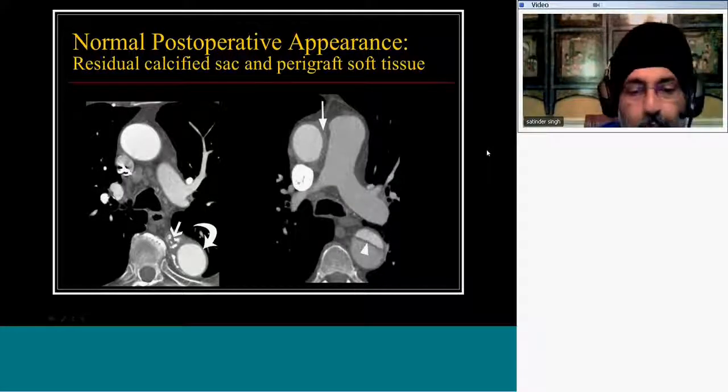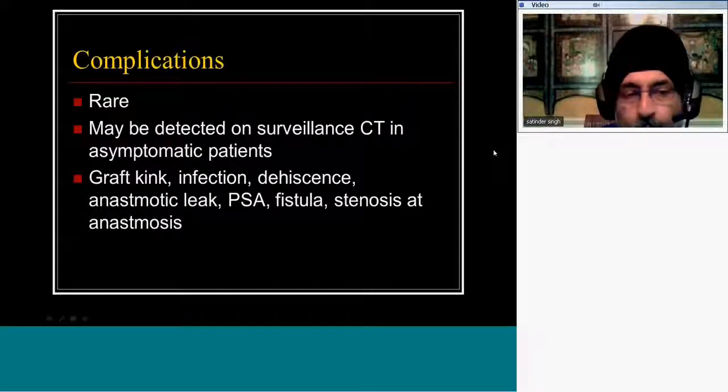Over time, the native aortic sac can shrink. Most of the time it does shrink, and rarely it can get calcified, and it can be seen like this. Or sometimes you can see increased soft tissue density around the graft itself. So this is not a hematoma. This is a normal finding. So the best thing would be to compare with prior imaging studies and see the evolution of these findings.